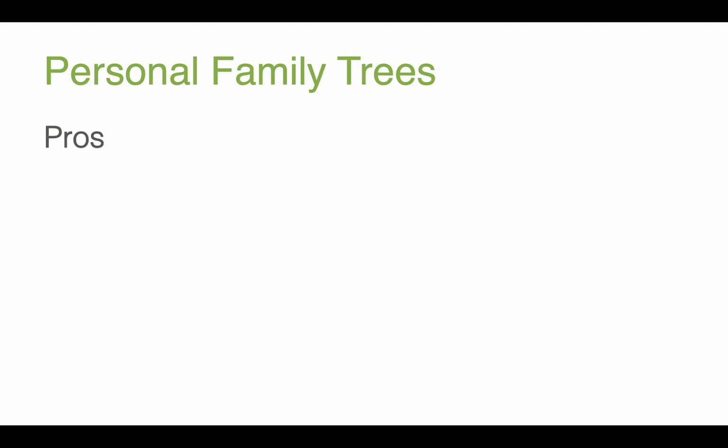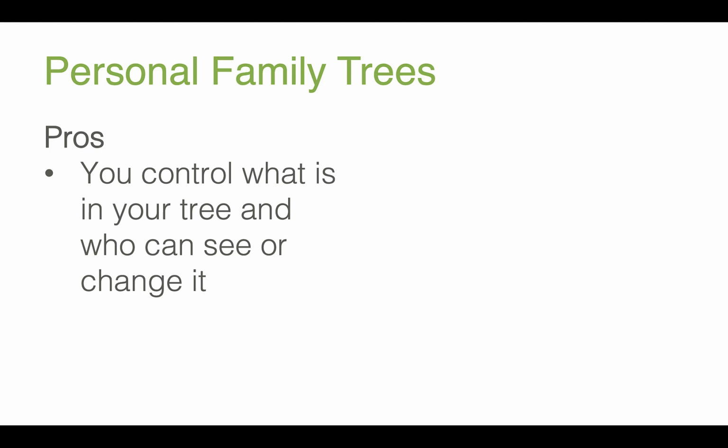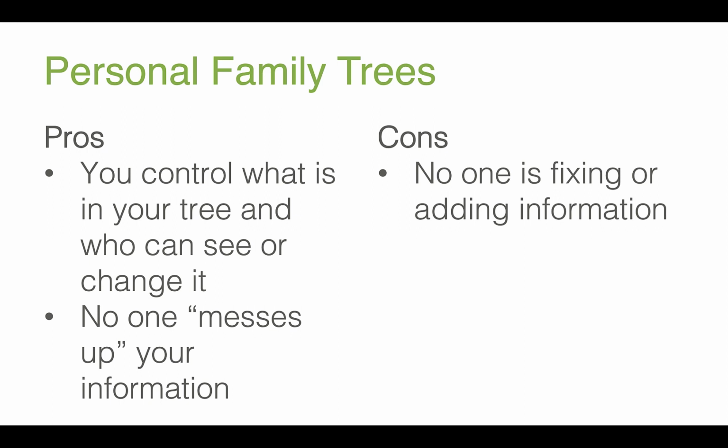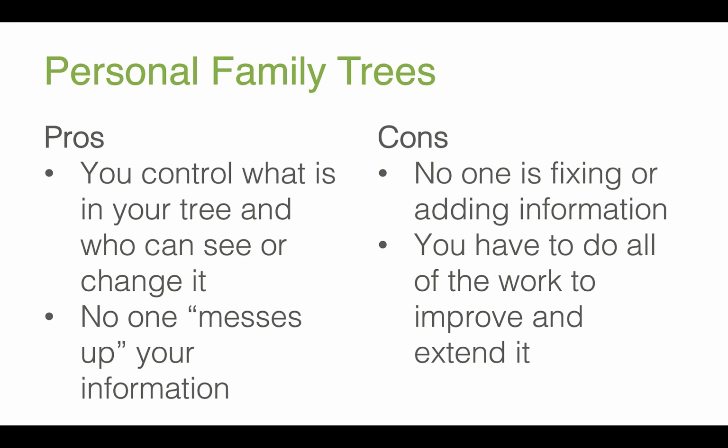So let's talk about family trees for a second from the personal side. In a personal family tree, some of the pros are that you control what's in your tree, you control who can see it and who can change it. So whether you want to keep it completely to yourself or share it with a few trusted people, you can do that. And because it's controlled by you, no one messes up your information or changes it or adds to it without your permission. Now, of course, the flip side of that is that no one's fixing your information as well because it's personal to you. And you have to do all the work to improve it and to extend it.